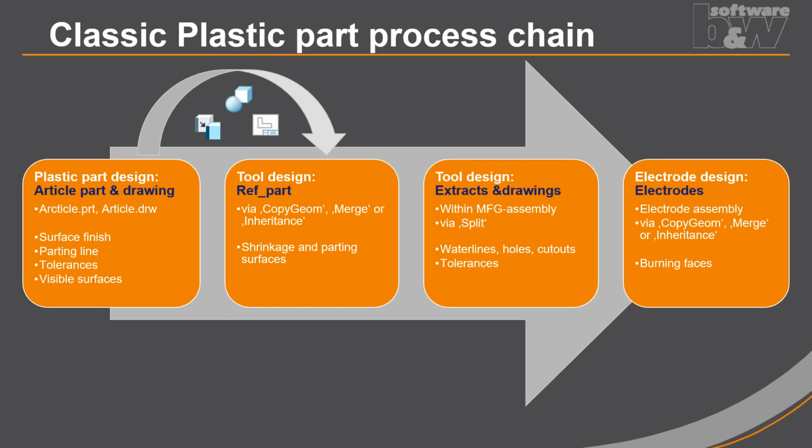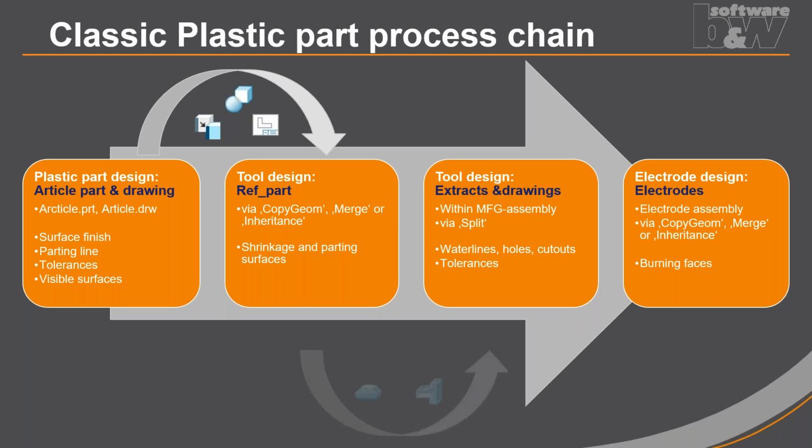Well, in a plastic part process, the next department will be tool design. They are receiving the parts and the drawings from R&D and building a reference part. Usually, there is a method like a copy geom feature, a merge feature, or an inheritance feature that copies the original article part. In this part, the tool designer enters the shrinkage factor and the parting surfaces, extracts the parting surfaces, and so on.